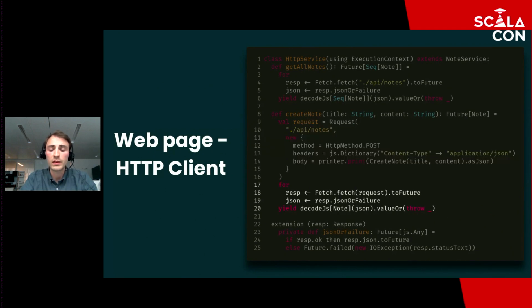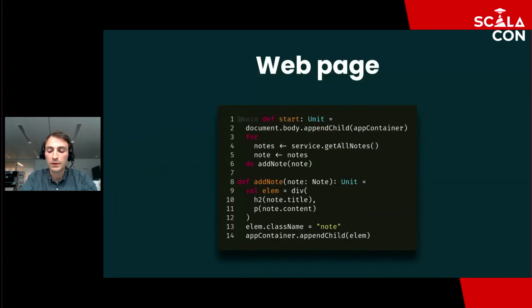The end of the method is very similar to the get all nodes method. And that's it for the HTTP client. So now we can use it in the web page. So when we start the web page, we can fetch all the nodes and we can add them to the app container.